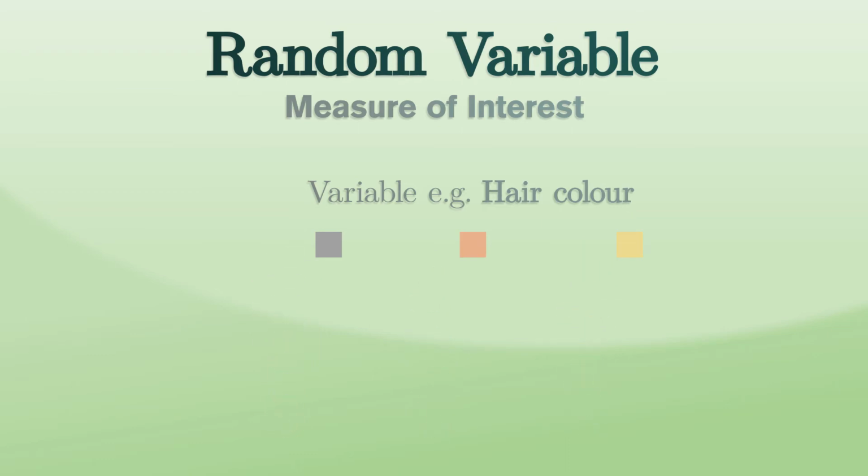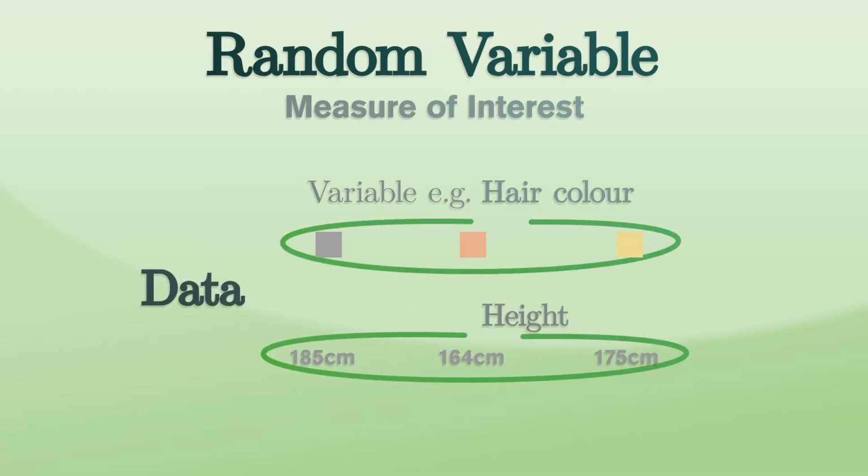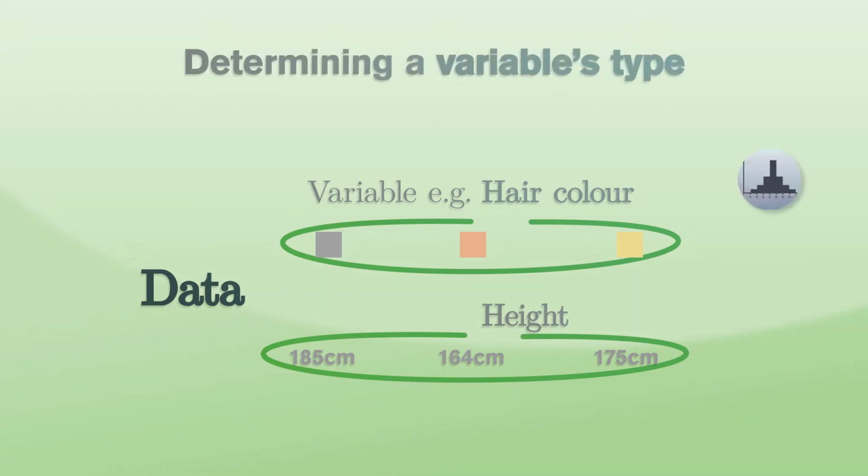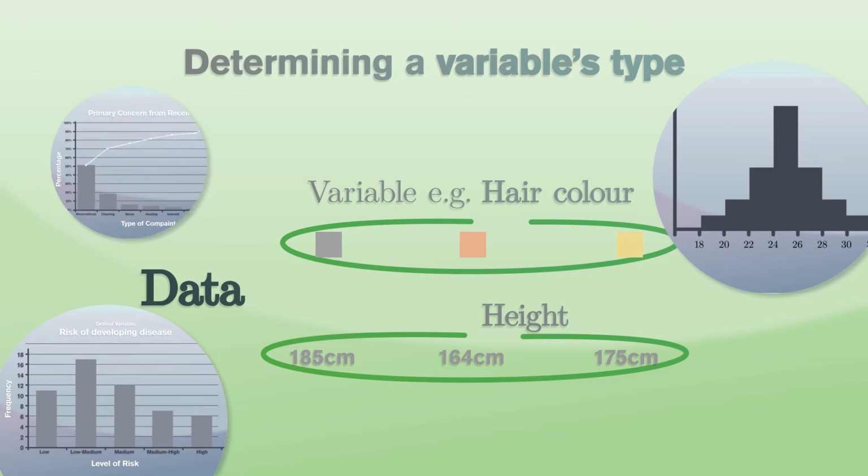The specific values that we observe for a variable are known as data. Knowing a variable's type is important, as it determines which analyses or methods of reporting or displaying the data are appropriate to apply.